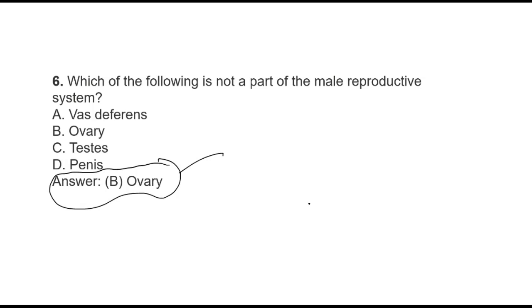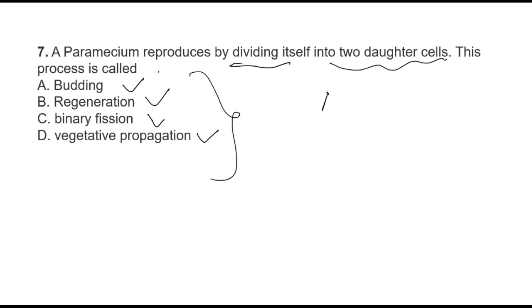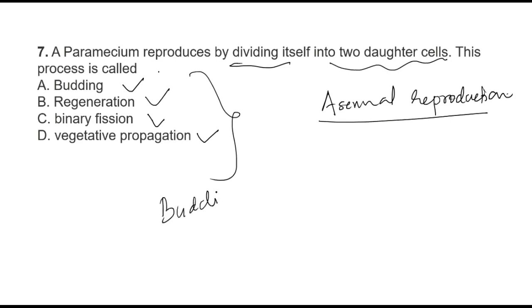Next, question number 7. A paramecium reproduces by dividing itself into two, this is to be underlined, into two daughter cells. Try to remember. And this process is called, is it budding or regeneration or binary fission or vegetative propagation? These are all methods of asexual reproduction. Please recall we have two types of reproduction: sexual reproduction, which in the case of humans happens, and asexual reproduction. These are the different ways. We have already seen budding is one, in Hydra, right?